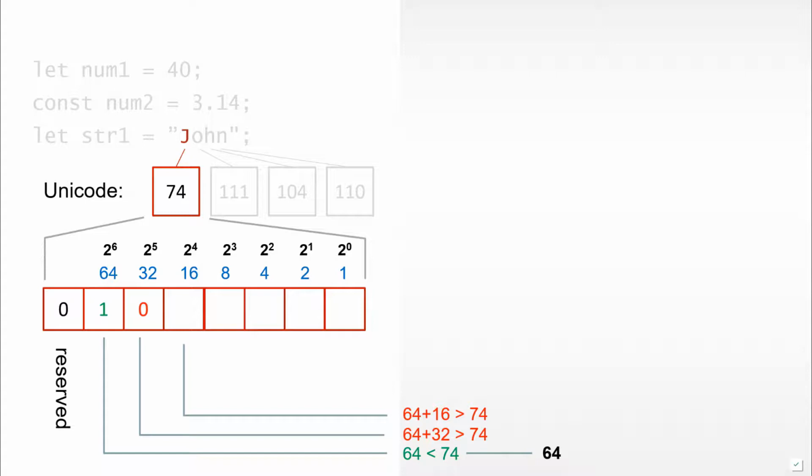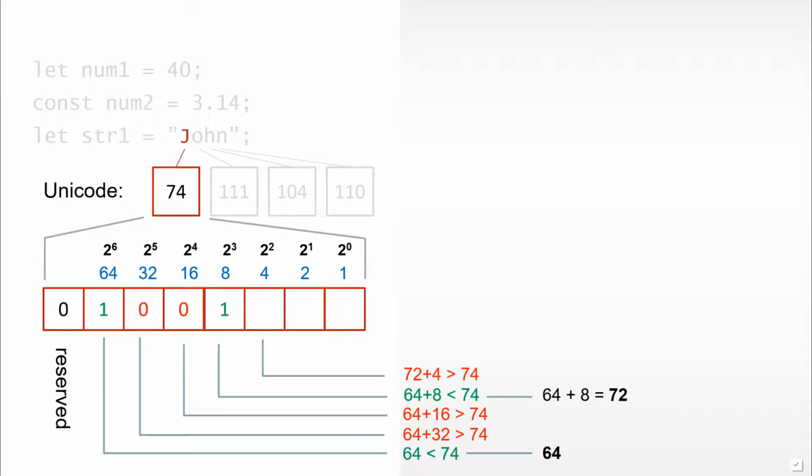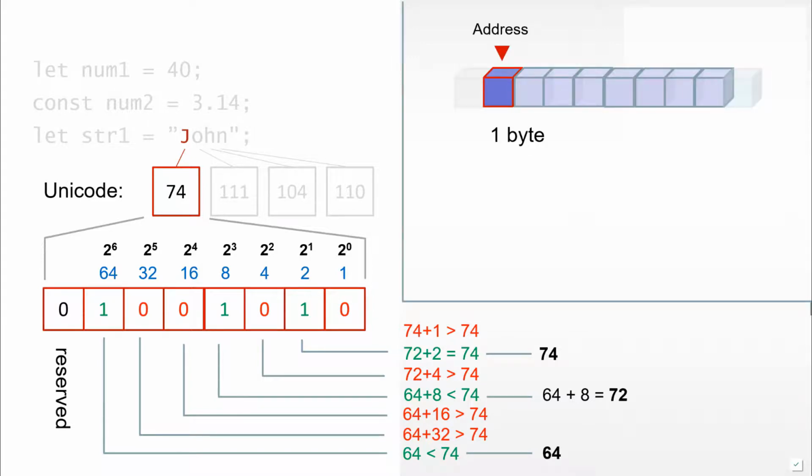We will do the same with 16. So is 64 plus 16 greater than 74? It is again a greater number, so we would again put in 0. Is 64 plus 8 greater than 74? In this case, it is not, so we would put in a 1. So we keep doing this, and we end up getting the needed binary notation. So if you're interested in a binary number, this is how you get it. So the number 1001010 corresponds to the decimal number 74.